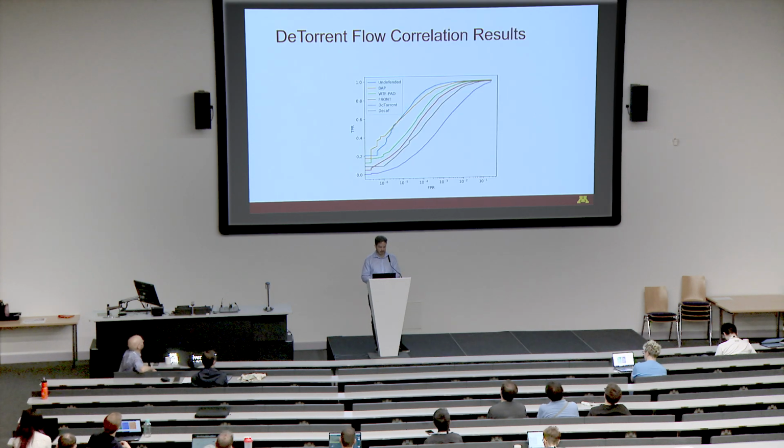In the flow correlation setting, it also outperforms comparable padding-only defenses. Now these defenses are often designed for the website fingerprinting setting, but we decided, why not also try it in flow correlation. For example, it brings the true positive rate for a false positive rate of 10 to the negative fourth down to about 1/2 of FRONT's true positive rate for the same false positive rate.